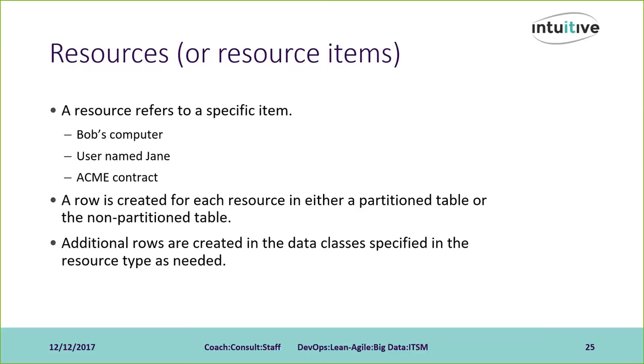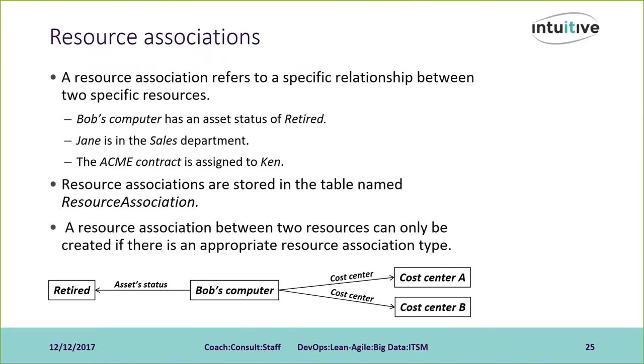Next up is resource associations. While the existing resource association type specifies the kind of relationship that can exist between two resource types, a resource association specifies the relationship between two resources. For example, Bob's computer has an asset status of retired, Jane is part of the sales department, and the Acme contract is assigned to Ken are all examples of a resource association between two resource items.